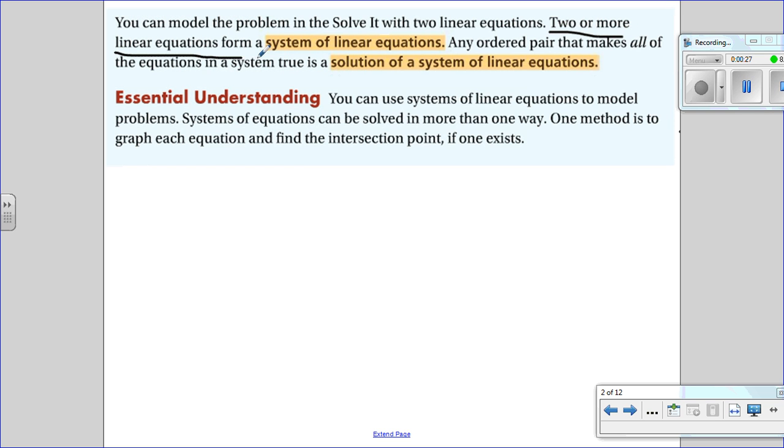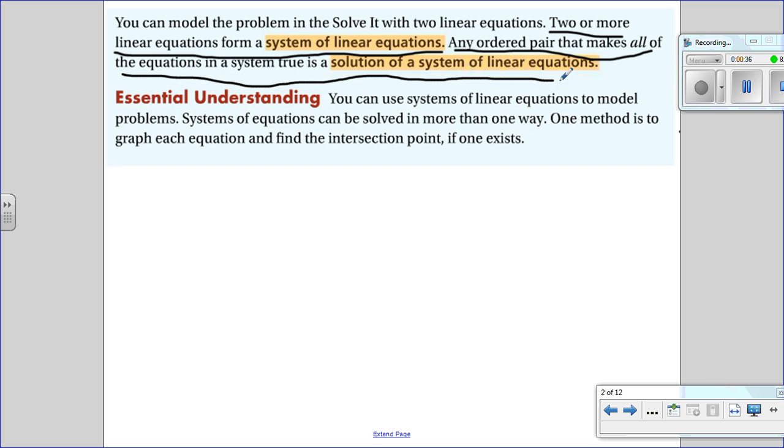Here's what we want you to write down for this little section: two or more linear equations form a system of linear equations. Any ordered pair that makes all of the equations in a system true is a solution of that system of linear equations.